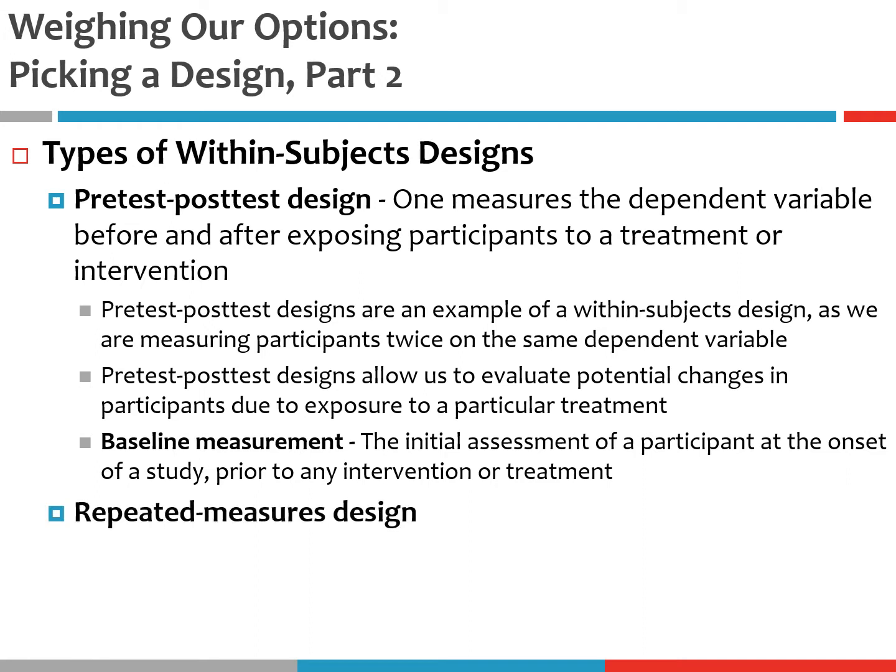Now, a repeated measure design is a little bit more complex than the simple pre-test, post-test design. The pre-test, post-test design only has two groups, pre-test and post-test. If you just have a general repeated measure design, you could have multiple groups. So let's say I have a pre-test, sort of an intermediate test in the middle of the treatment, and then a post-test. So now I have three groups. That would be considered repeated measures.